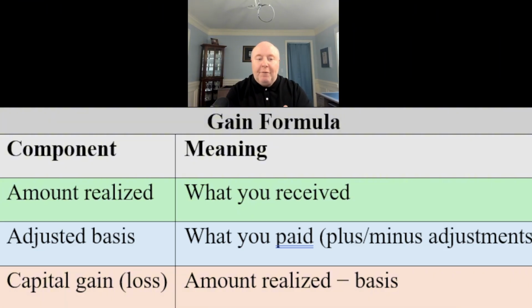Okay, so if the amount that we received is greater than what we've invested, our adjusted basis, then we're going to have a capital gain. However, if the amount that we received is lower than what we've paid for it and invested into it, then we're going to have a capital loss. So if our home is worth $200,000 that we've invested into it, we sell it for $300,000, we have a $100,000 capital gain. If our home is worth $200,000 and we sell it for $170,000, we have a $30,000 capital loss if we receive that $170,000.